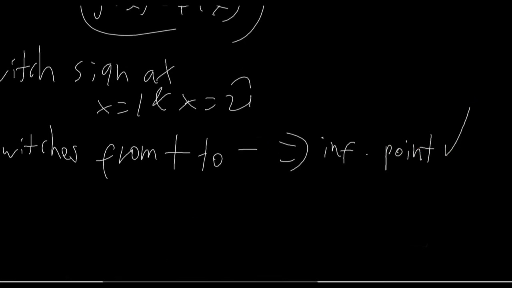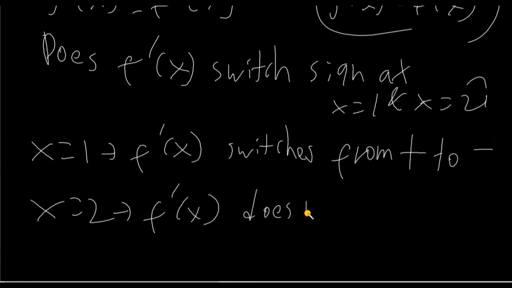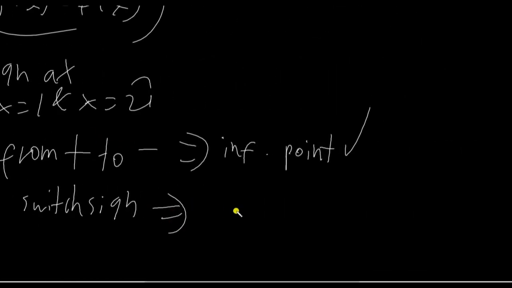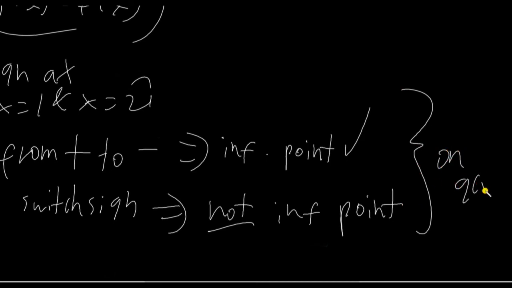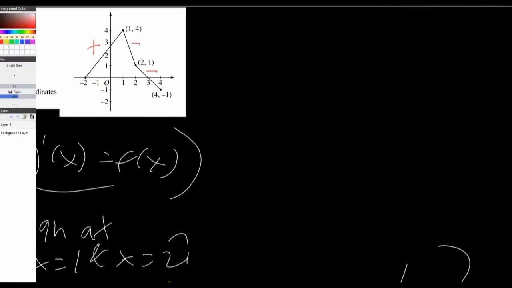But if we're looking at g of x, if we're looking at x equals 2, f prime of x does not switch sign. Therefore, it's not an inflection point on the graph of g. All of these are on g of x. And then looking at the original question, oops, I did not mean to do that, my bad.